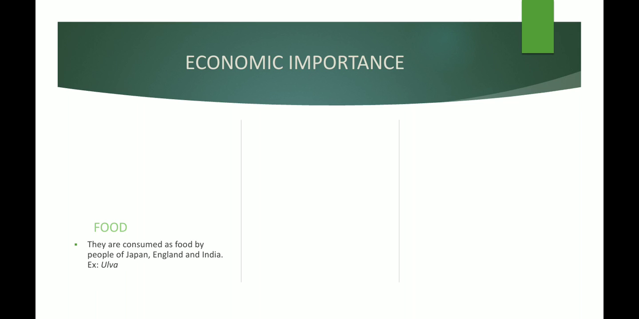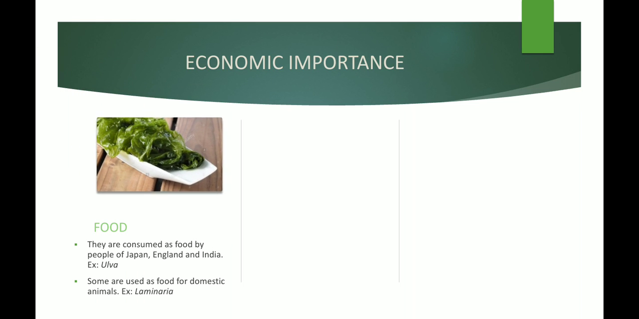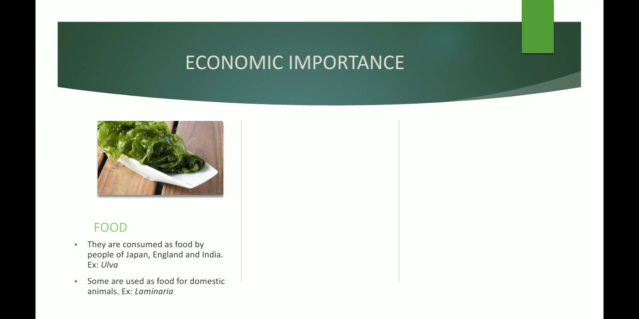So these algal foods are consumed as a part of the diet in countries like Japan, England, and India. An example of such an algae which is consumed is Ulva. And some algae are given as food for domestic animals. An example is Laminaria. So you can see this is Ulva, a seaweed, that is nothing but an algae, which is used in different kinds of dishes because it is highly proteinaceous.